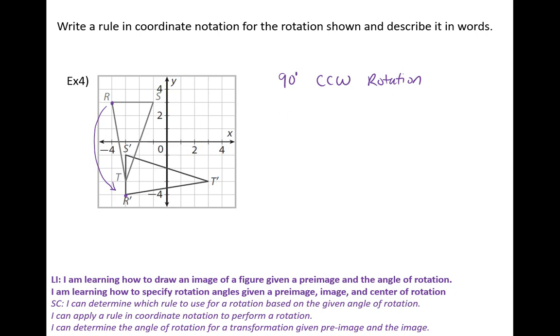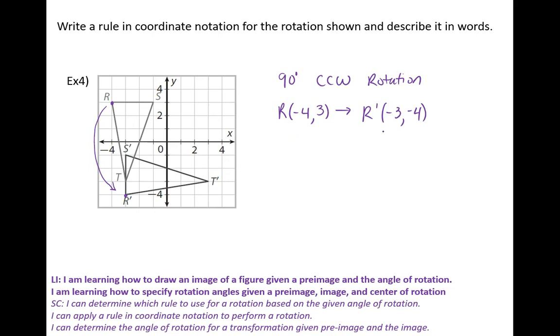I can check out the rule. I start with R at negative 4, comma 3, and that turns into R prime at negative 3, comma negative 4. So I could just look up the rule. We do have the rules for you. You can check it out, but I feel like it's good for us to try to put it together ourselves.